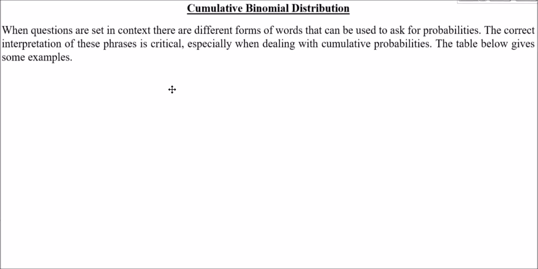Okay, so when questions are set in context, there are different forms of words that can be used to ask for probabilities. The correct interpretation of these phrases is absolutely critical, and this is the main stumbling block for people. Especially when you're dealing with cumulative probabilities, people can get thrown off if they're not careful by how the question's worded. And so I'm just going to show you a little table giving some examples.